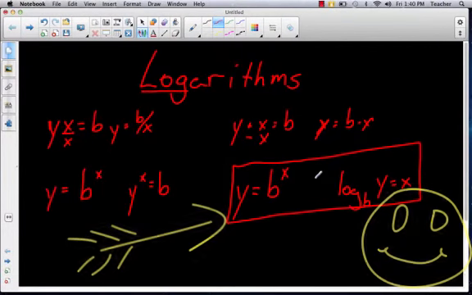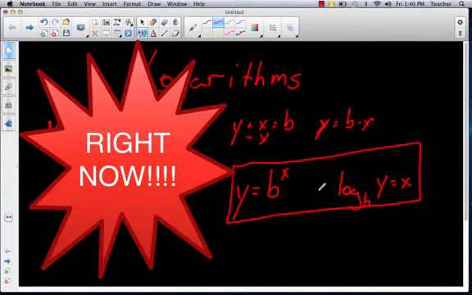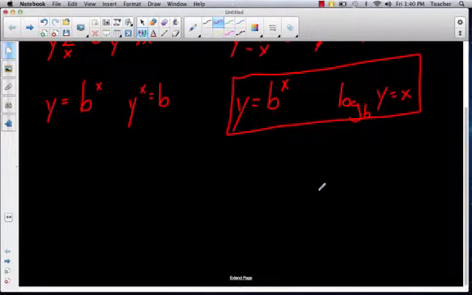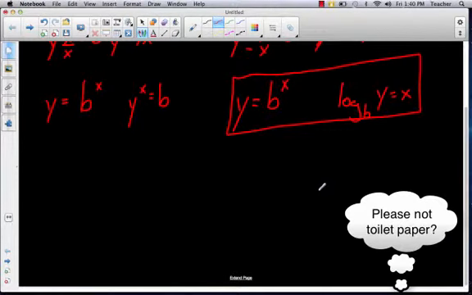You have to write this down. Without exception, you will not be able to remember this. It has to be written down. If it's on a napkin, a paper towel, if it's on toilet paper, I don't care. It has to be written down somewhere.